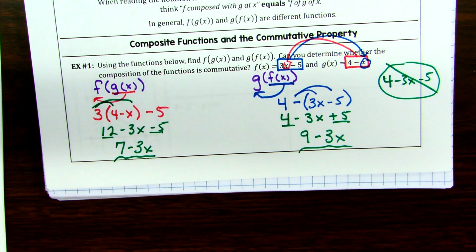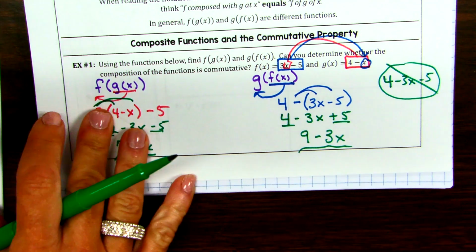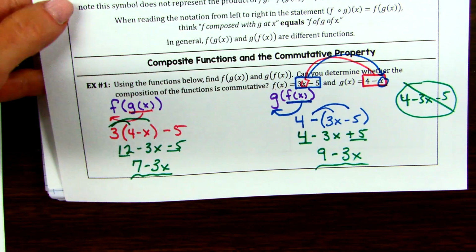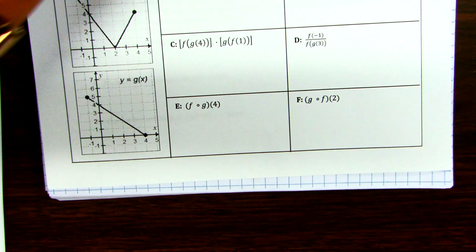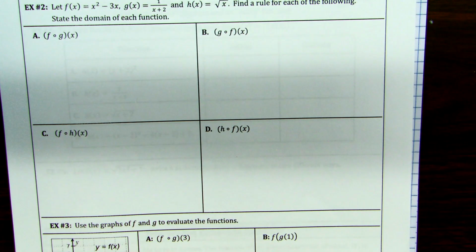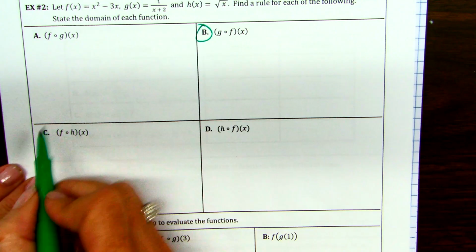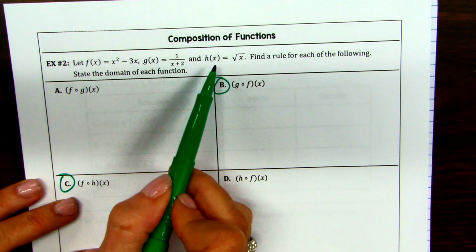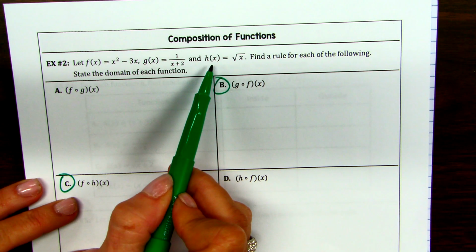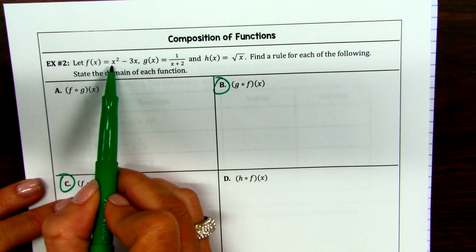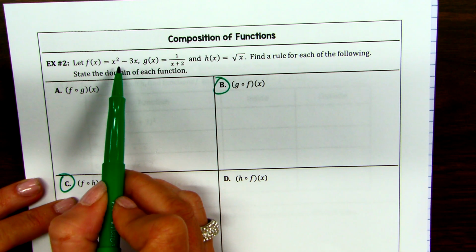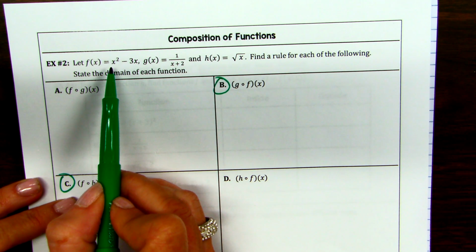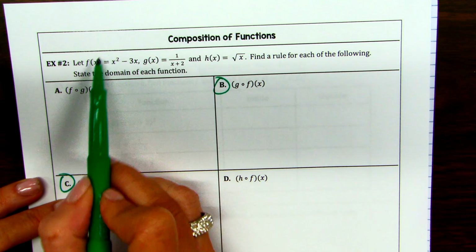Okay, so, all right, let's do some that are going to have some domain restrictions. I'm not going to make us do all of these. We'll do B and C. Okay, so the directions, they give us f of x, they give us g of x, they give us h of x. Okay, f of x is a quadratic. It has no domain restrictions. x can be anything it wants. Okay, there's no fraction, there's no radical, so there's no problem.